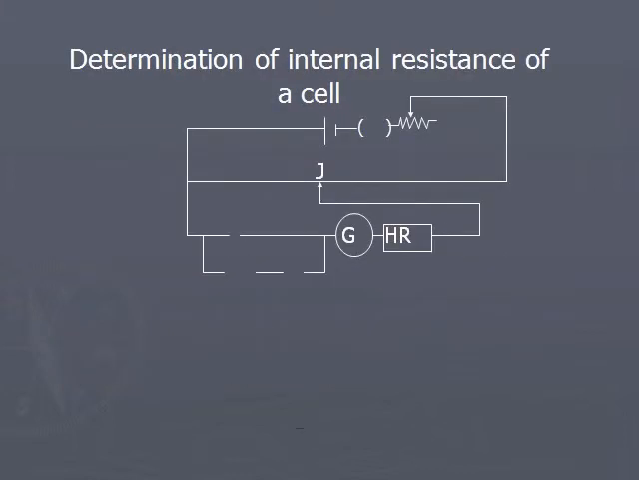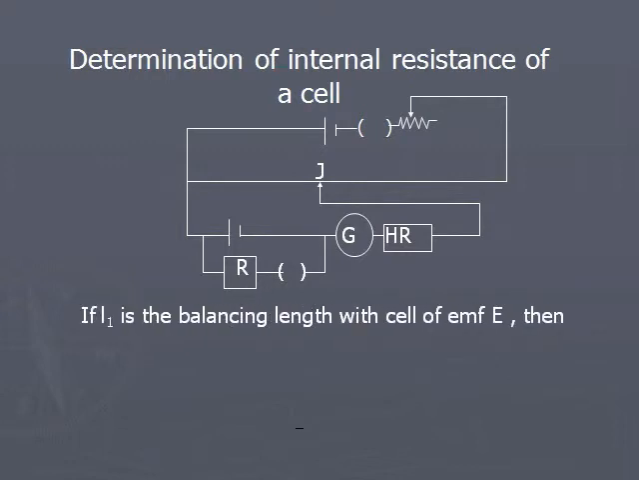We can determine the internal resistance of a cell using a potentiometer. The cell will be connected in the secondary circuit. Along with the cell, in parallel with this cell, a resistance box is also connected and a key will be placed in the circuit of the resistance box. So a resistance box and a key will be connected parallel to the cell.